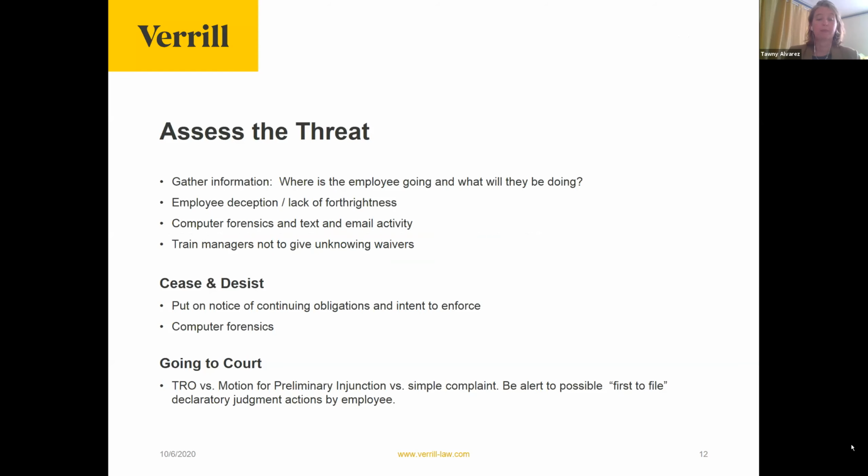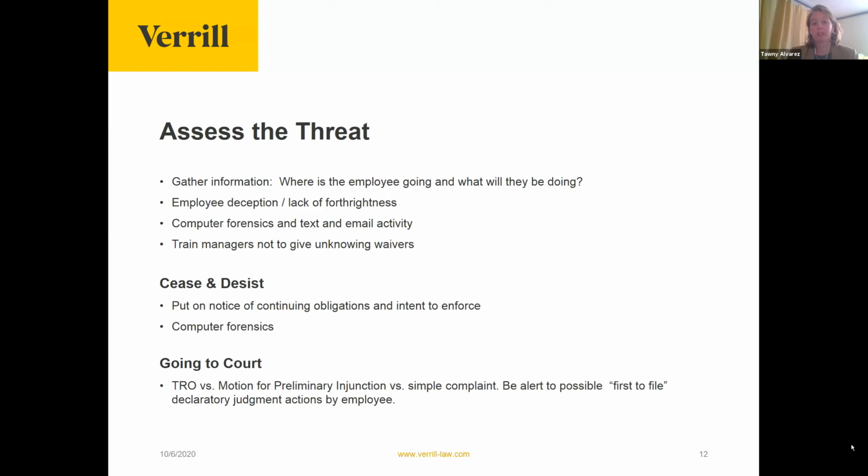First, assess the threat. Gathering information is so important. I'd rather HR professionals ask the question and the employee refuse to answer than to be on a call saying, well, what about this? Or do you know this? It's easier for the employee or HR to say, we asked and they refused to answer, than I don't know, we didn't ask, I don't know.